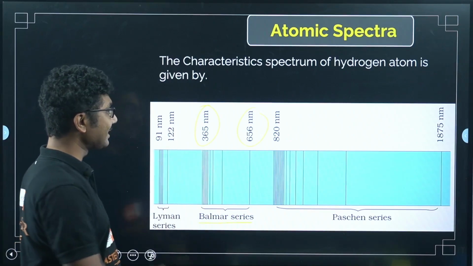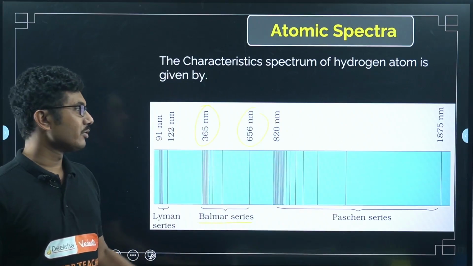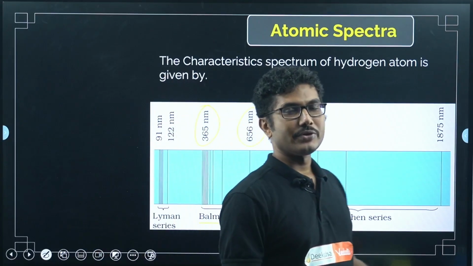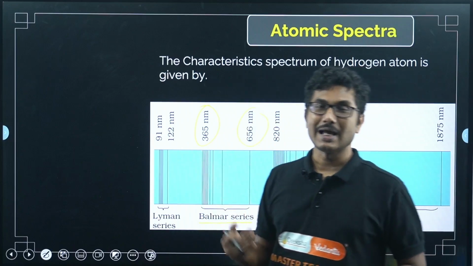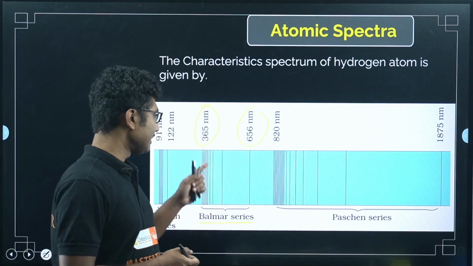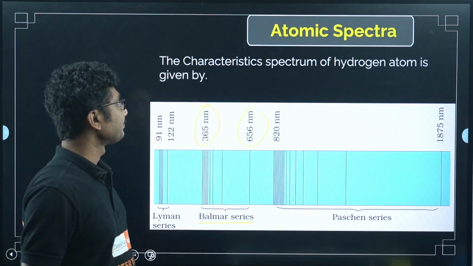But in the Lyman series and Paschen series, not a single line is present in our visible zone, so we cannot see them. To observe these series, we have to use photographic plates and then analyze them. There are different ways to do that, but the Balmer series we can observe with our naked eye.